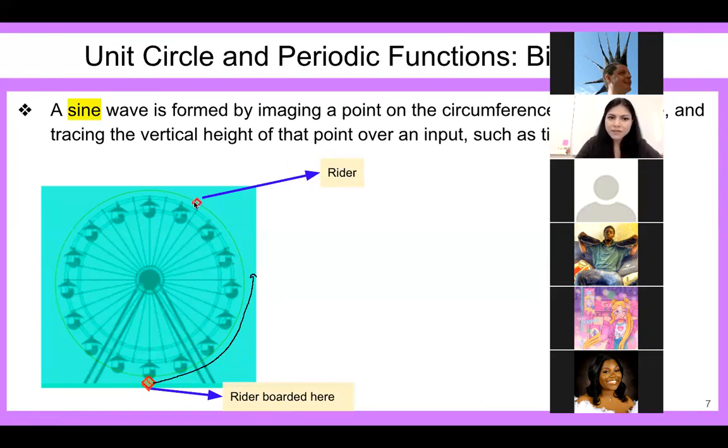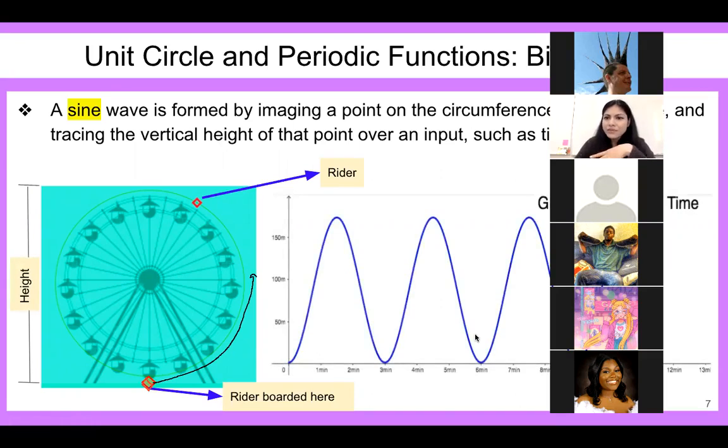Let's imagine that over time you end up here and you're the rider. What is the height when we're talking about tracing the vertical height? Take a look right here. Imagine that I'm trying to measure my distance as the rider from the ground. It's coming up: height. When I measure my height over time on the Ferris wheel, I get a wave. So that's how we could put this into context.